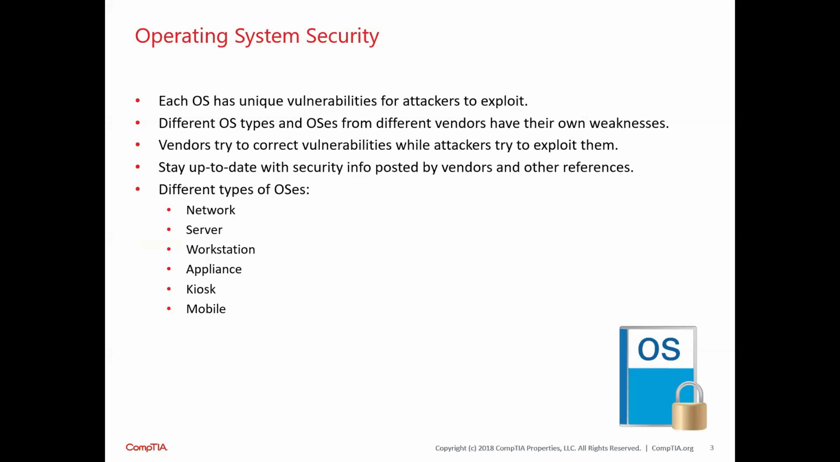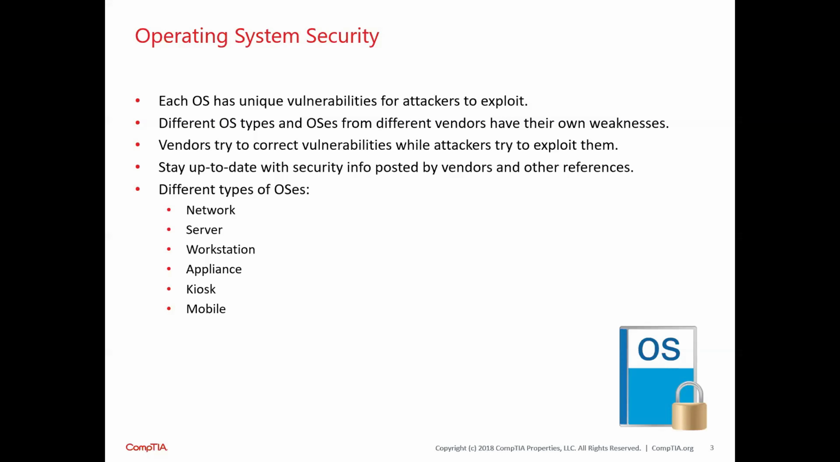Now, when you talk about operating system security, each operating system has unique vulnerabilities for attackers to exploit, right? You can have Windows, Linux, Macintosh, and different OSes will have their own weaknesses, and different vulnerabilities might be exploited by attackers. So staying up to date to make sure that you have the latest patches provided by vendors is also one of the things that you need to maintain.